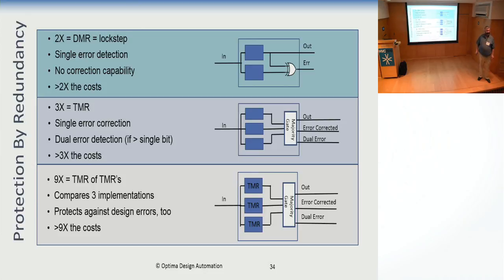9x is something that the aerospace industry likes to do. They give the same design spec to 3 different companies. They get 3 different designs. They take 3 copies from each design.